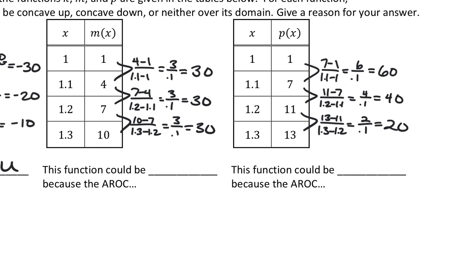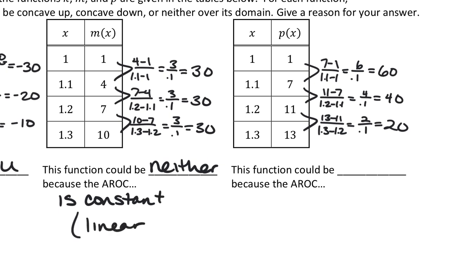The average rate of change is constant. So what does that mean for concavity? It's a linear function, which means there is no concavity. So it is neither concave up or concave down. Because, like you guys just said, because the average rate of change is constant, that does mean that this is a linear function. Very good. We drew the right conclusions. Linear functions do not have concavity. They have a constant rate of change. And it's neither increasing nor decreasing.